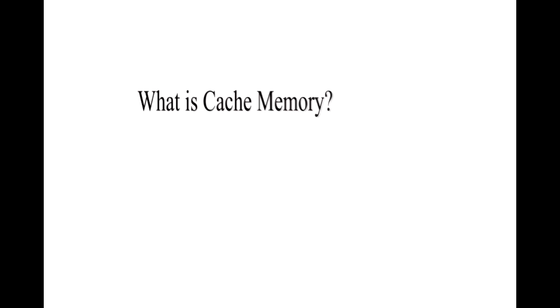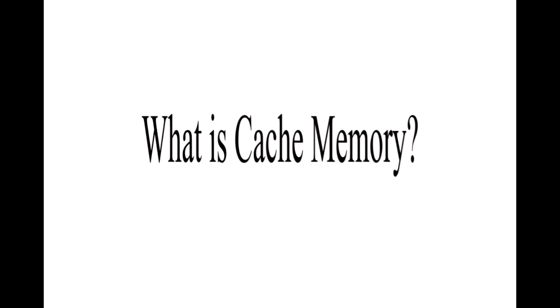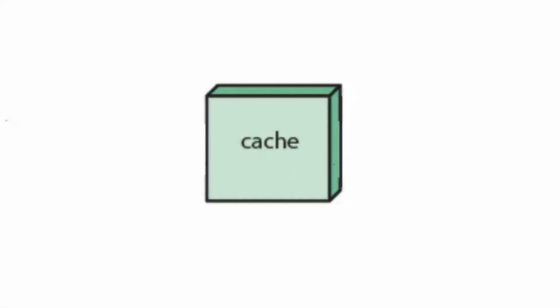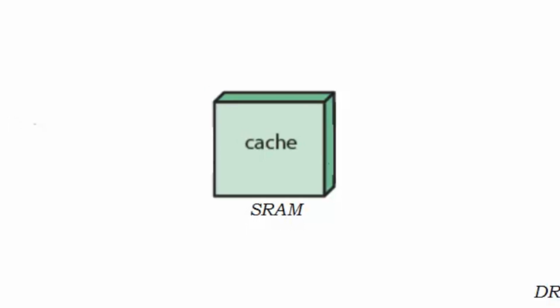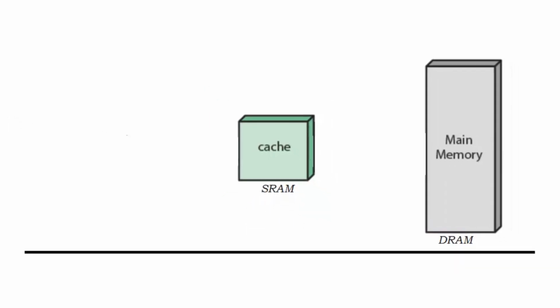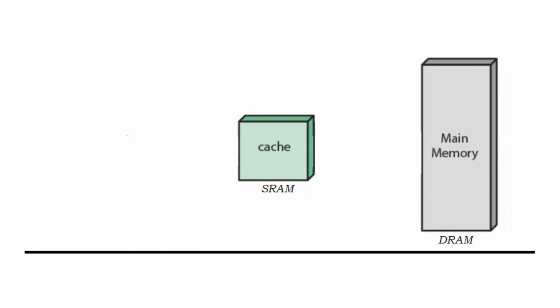What exactly is cache memory? Cache memory, or sometimes called cache store or RAM cache, is a portion of memory made of high-speed static RAM, or SRAM for short, instead of the slower and cheaper dynamic RAM, or DRAM, used for main memory.